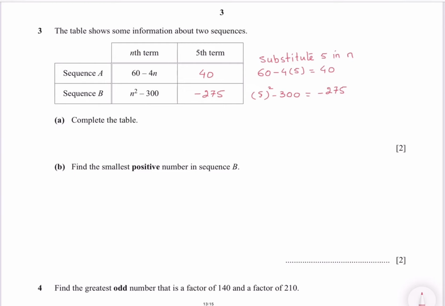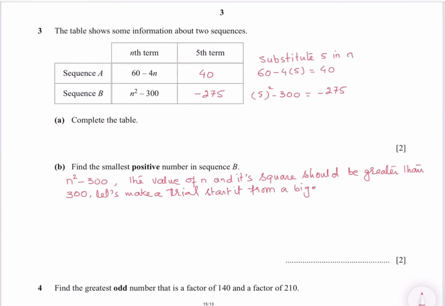In part B, find the smallest positive number in sequence B. So to find the positive number in sequence B, the value of n squared should be greater than 300. So let's do a hit and trial method. So I suggest 16 squared. I put the value of n as 16 and square it. So the calculator says 256.